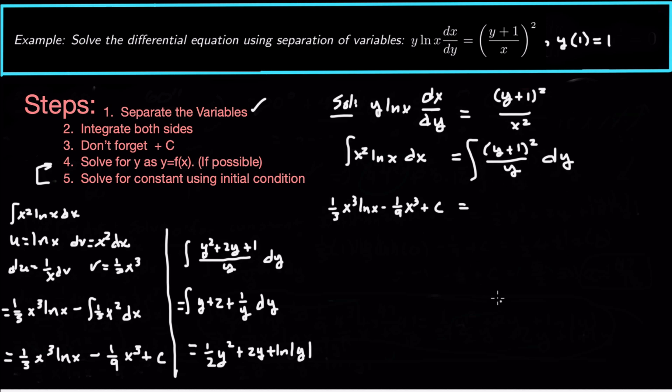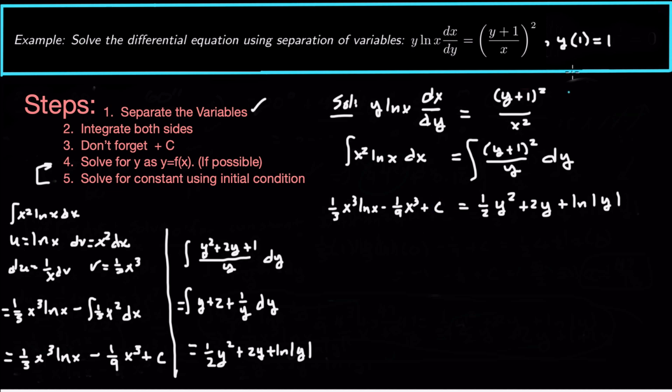I don't need a plus c over there, because if I had one, I would just move it to the left and combine it with the c that I had there to get just one constant. So that's what this c right here represents, that one constant. So this is going to be 1/2 y squared plus 2y plus natural log absolute value of y. And that is really just your implicit solution right there.